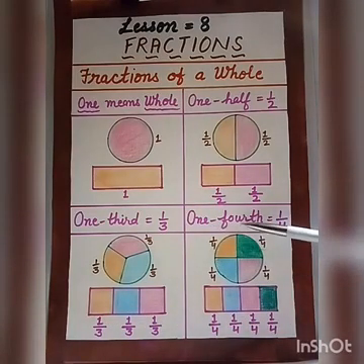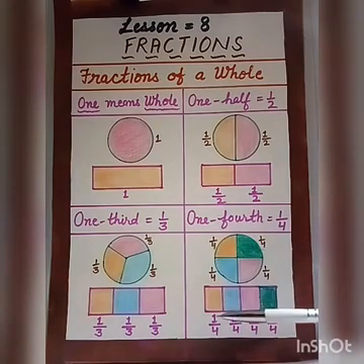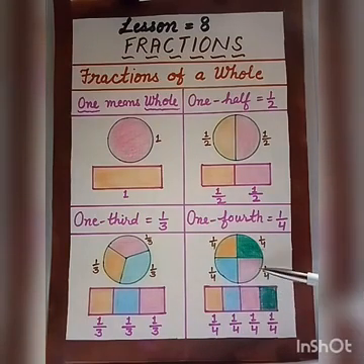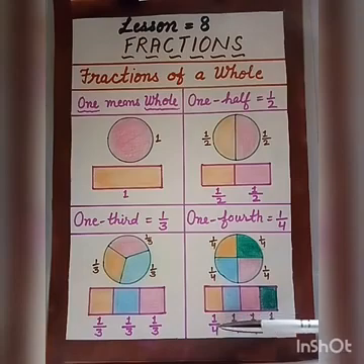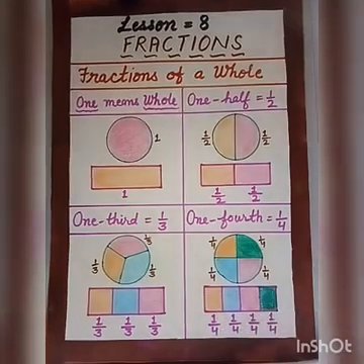Next is 1/4. 1/4 means quarter. And we write it as 1/4. And 4 quarters make a whole. When we add 1/4 4 times, we get 1.